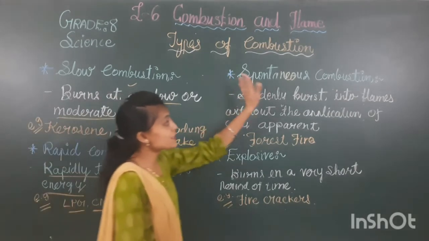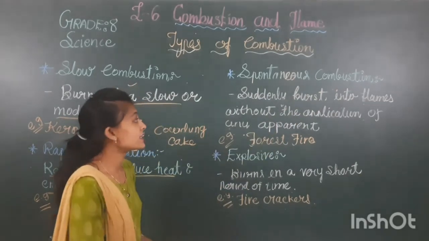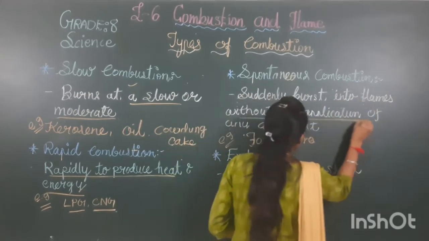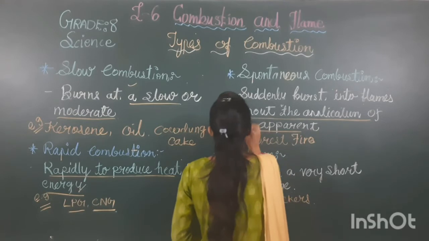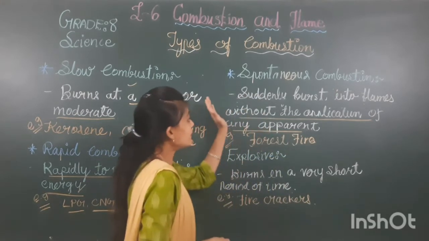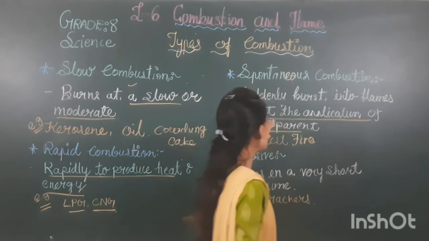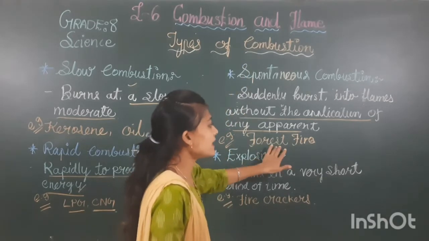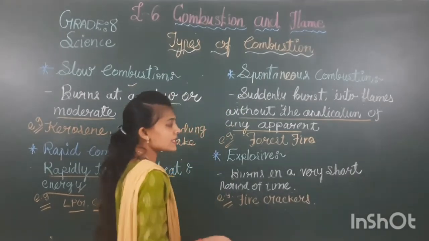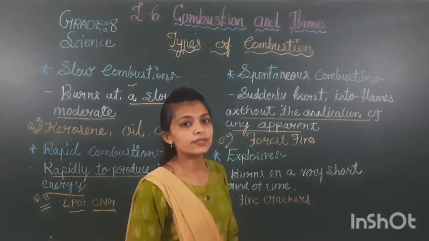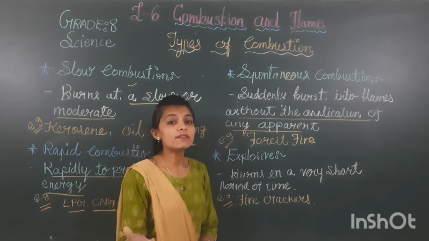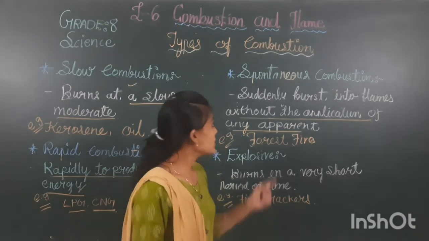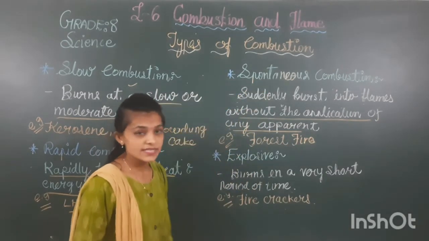Third point is spontaneous combustion. What is spontaneous combustion? It's very easy. It suddenly bursts into flames without the application of any apparent cause. These are known as spontaneous combustion. Example is forest fire. Forest fire में क्या था? I told you before also कि when the dry leaves get that high temperature in the summer season, then it generates a fire. So, forest fire is an example of spontaneous combustion.